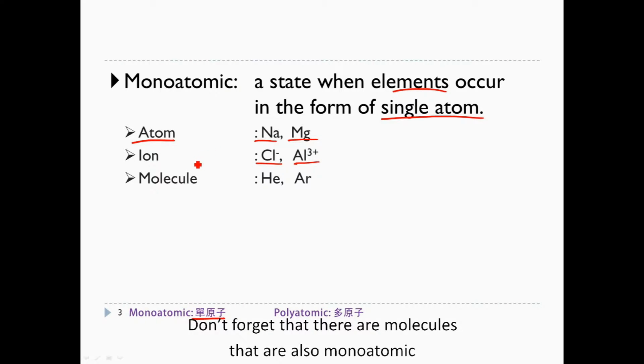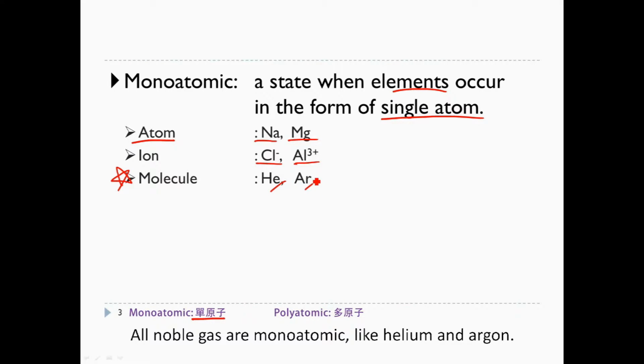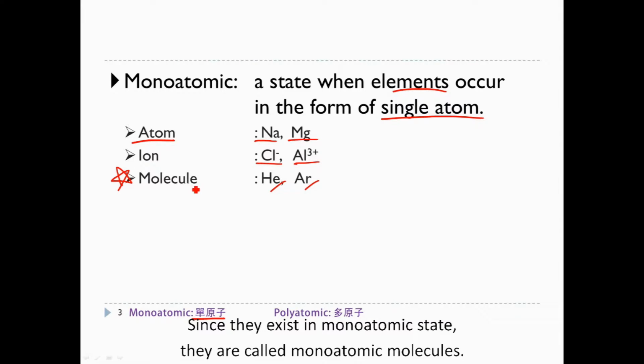Do not forget that there are molecules that are also monoatomic. All noble gases are monoatomic, like helium and argon. Since they exist in monoatomic state, they are called monoatomic molecules.